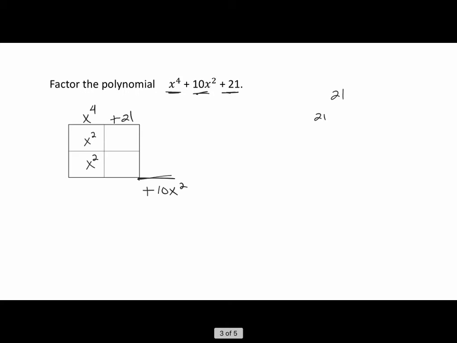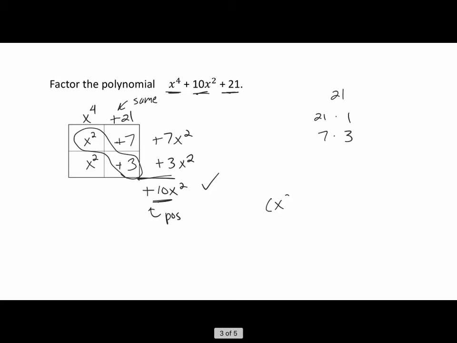Then we want factors of 21, which could be 21 times 1 or 7 times 3. Let's try 7 times 3, because 21 is a large number and 10, our goal for adding, is not. So let's look at the signs. If the product is positive, they have the same sign for the factors, and that makes that sign positive. So if we multiply across a positive 7x squared and a positive 3x squared, it does add up to positive 10x squared. So we will take these factors, x squared plus 3, and x squared plus 7.